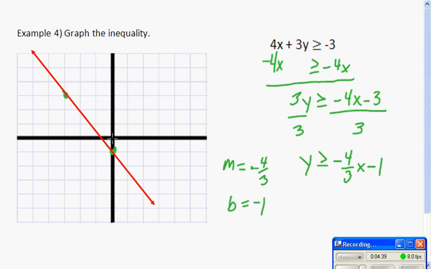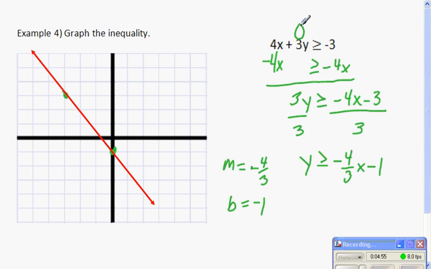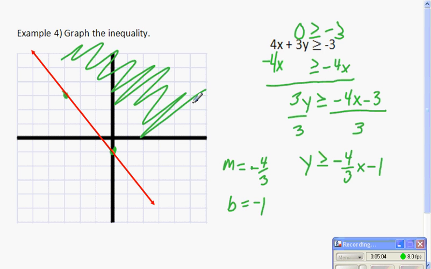Looking at this, then I would want to do some shading here. Again, I'd use my origin since we did not go through that, so I'd plug 0 in for x and 0 in for y. If I put 0 in for x up here, I have 4 times 0 is 0, plus 3 times 0 is also 0. So your problem would look like 0 is greater than or equal to -3, which is a true statement. So if it's true, I am going to shade this side.